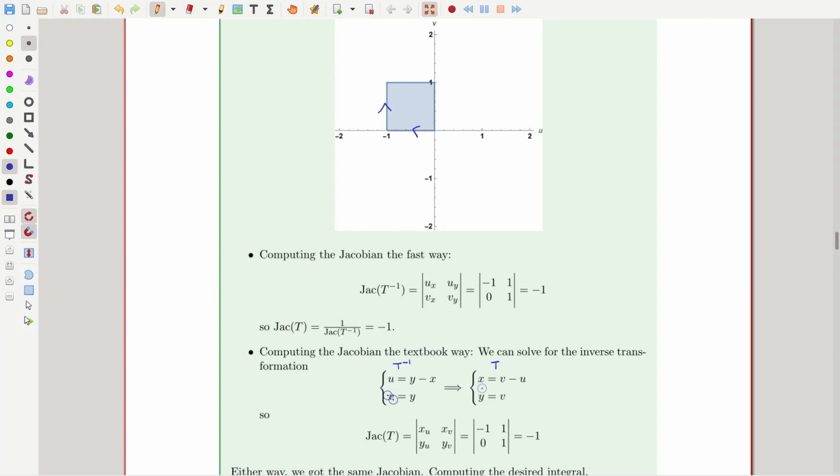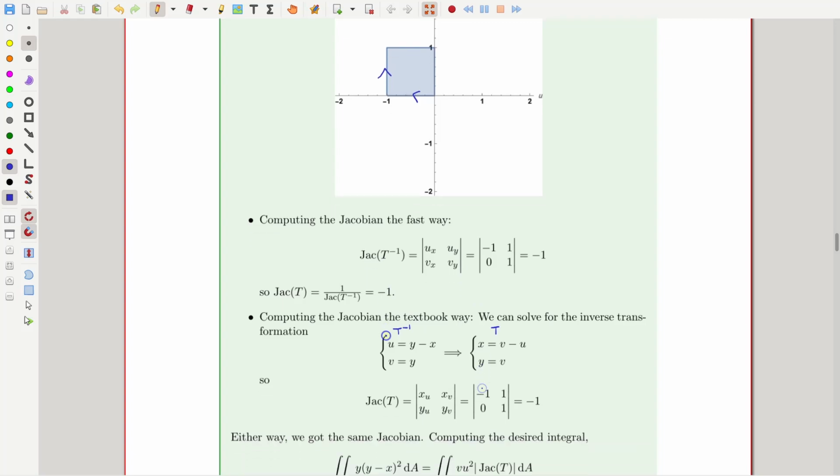So if you take the partial derivatives of u and v with respect to x and y, you take the Jacobian of this, you get this matrix. You can check that for yourself. It should be fairly quick. And then computing the determinant, you get minus 1. That was the Jacobian of the inverse transformation. We want the Jacobian of the transformation, so we reciprocate this, which gives us minus 1. Okay, so that's the fast way to do it.